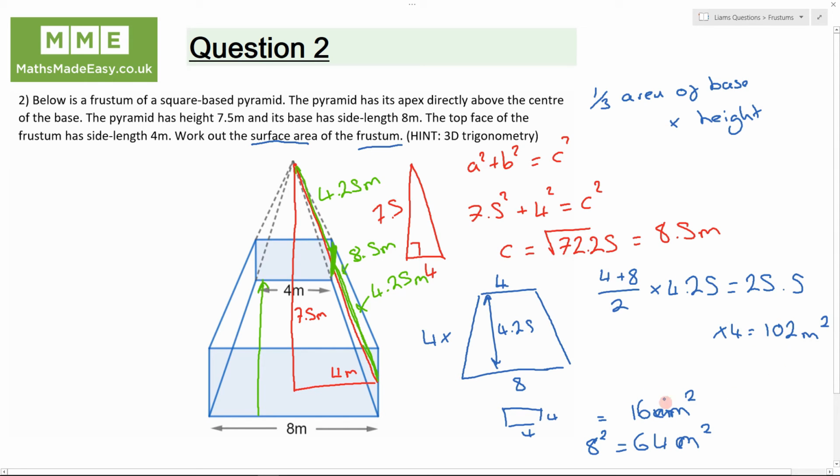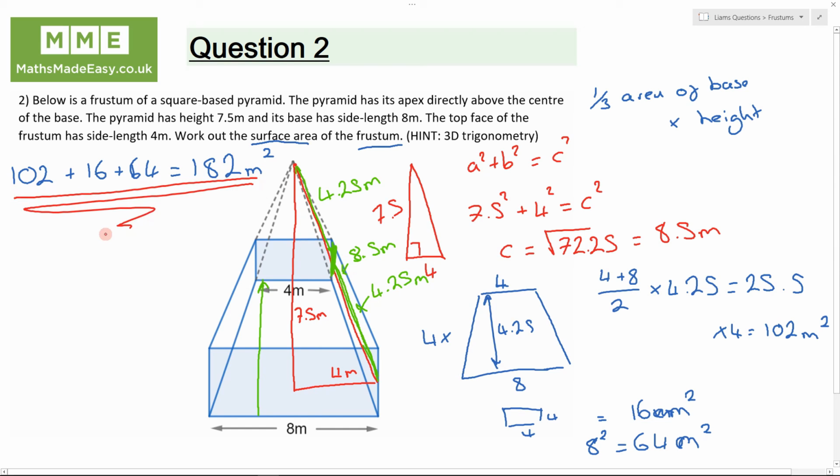So adding 102, 16, and 64 up, so we have 102 plus 16 plus 64 will give us the surface area of our frustum, and that comes out to be 182 meters squared. And that is our final answer.